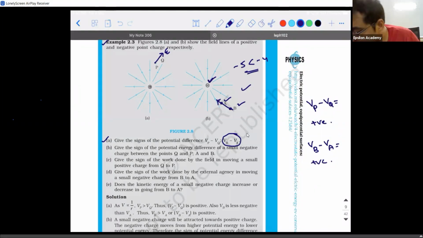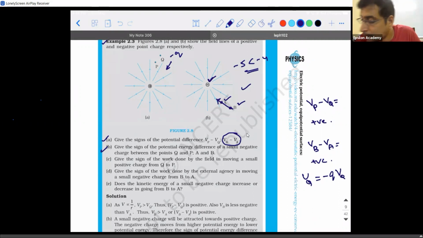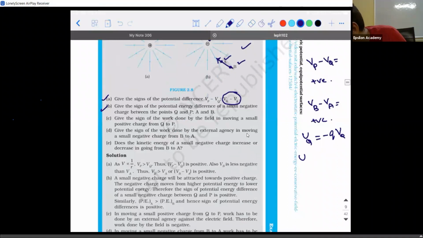Okay. Similarly, next one. Give the sign of potential energy difference of a small negative charge. Underline this word. They have a small negative charge which is moved between the points Q and P. So there is a negative charge which is moved from point Q to point P. So potential energy at point Q is how much? Is it not minus Q into VQ? So what is going to be the absolute potential energy at point P? It is minus Q into Vp.